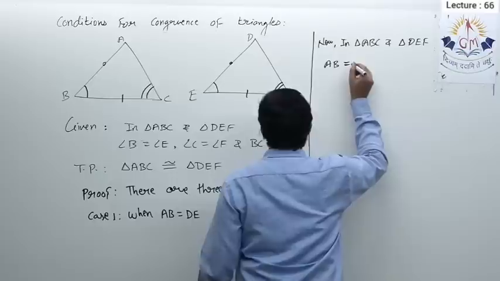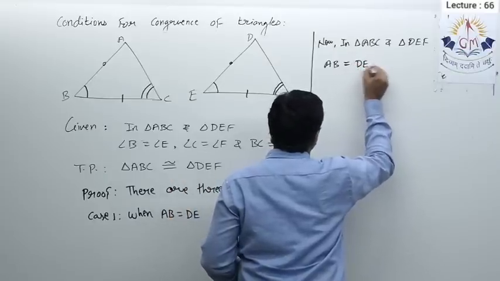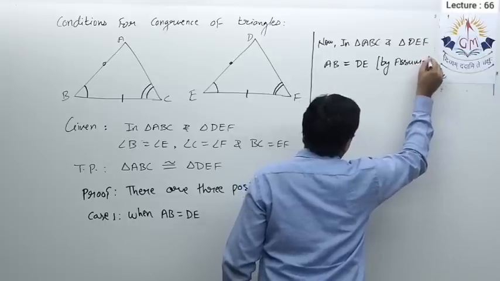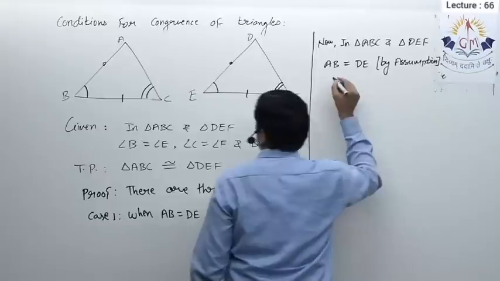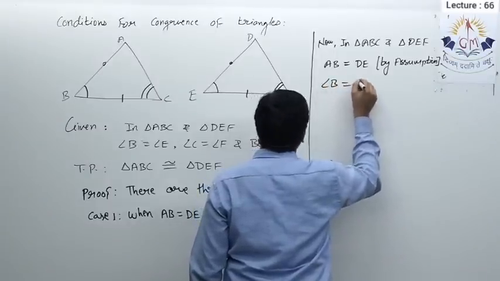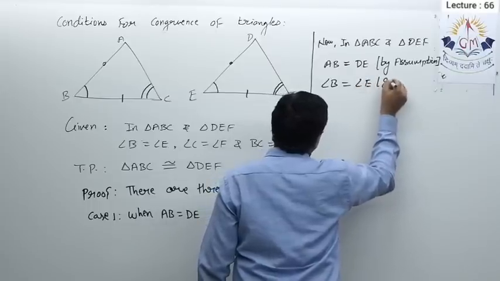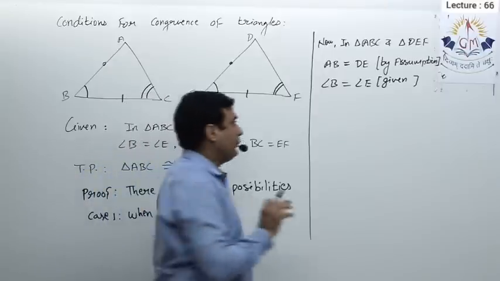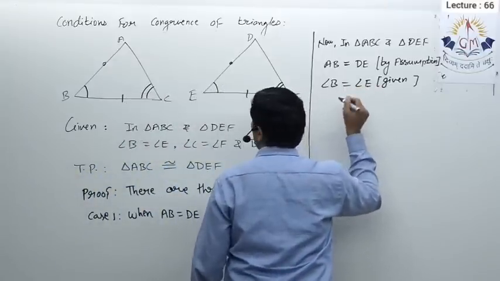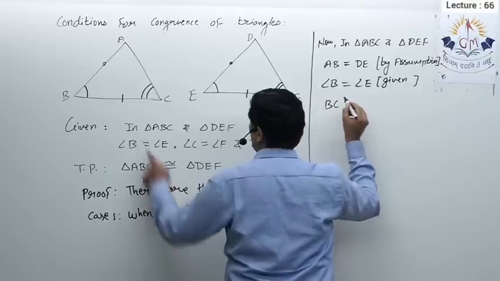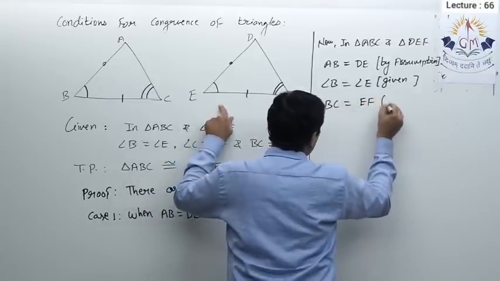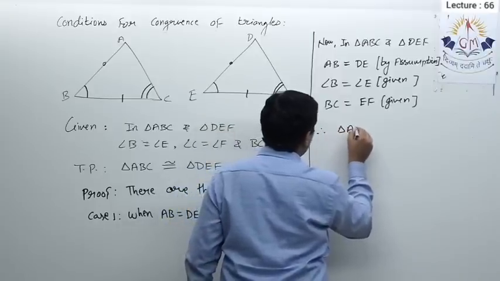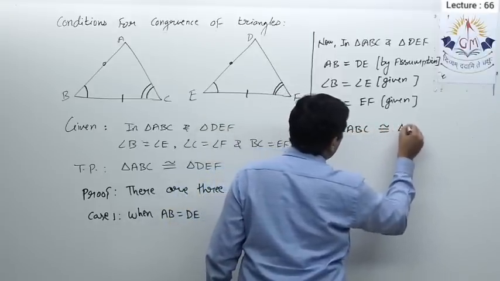So AB is equal to DE. Here I can write, by assumption. Okay, then angle B is equal to angle E, that is given. Now you have to cultivate this habit of writing the reason beside the step whenever it is required. And BC is equal to EF, that is again given. So therefore I can say triangle ABC is congruent to triangle DEF.